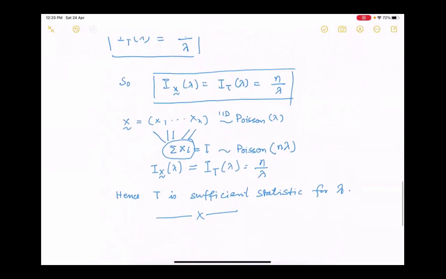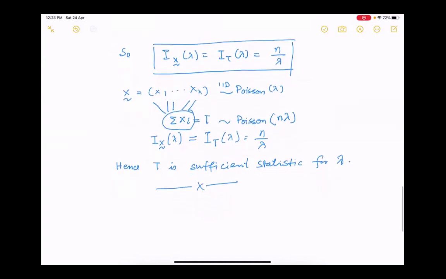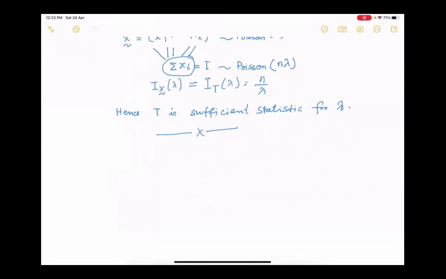So that means that whatever information I have in my X1, X2, ..., Xn, the T, the summation of Xi, contains the same information. I_X tilde(λ) and I_T(λ) are exactly the same, that is n by λ. So we can call T a sufficient statistic for λ. T may not be the estimator for λ, but we can use T to do some further calculation.